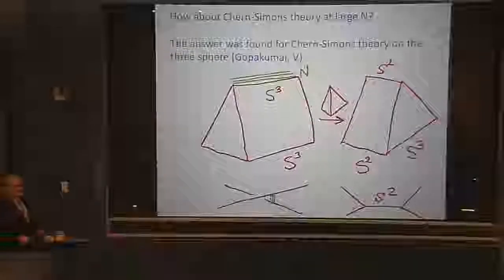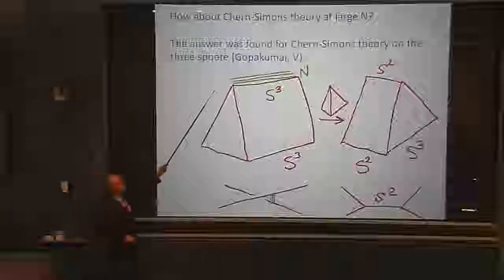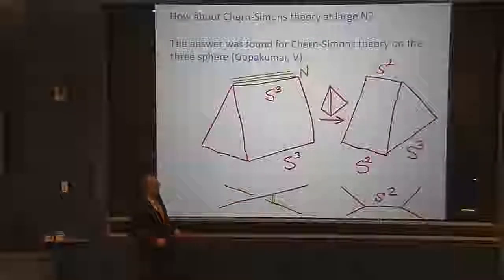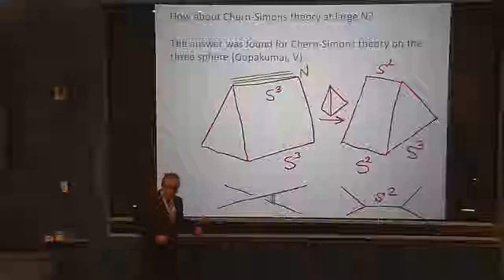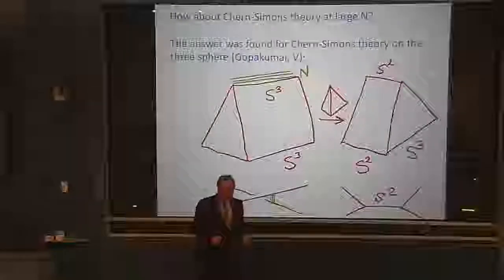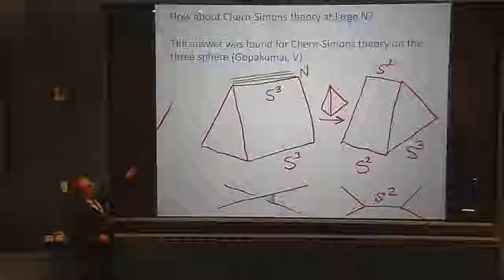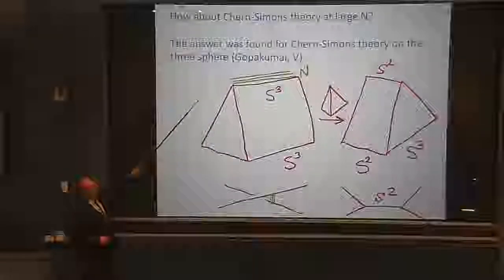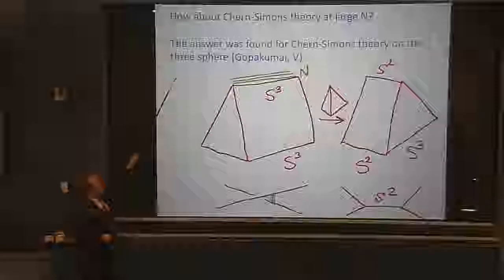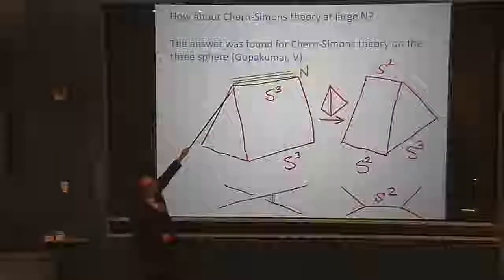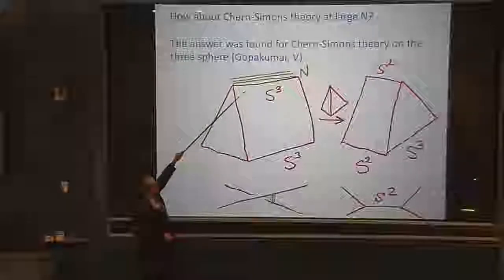Now you can ask the same question for Chern-Simons theory at large n. So take Chern-Simons theory for gauge group U(N) on some 3-manifold, and you say, I'm going to be interested in U(N) gauge theory when n is large. What happens there? And the answer to that was found in the context of Chern-Simons theory on the 3-sphere. If you take it to be a 3-sphere, we found that if you take the geometry of n D-branes, here I'm drawing the geometry of the cotangent of S3.